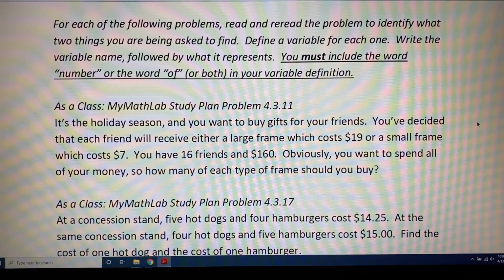Okay, so for each of the following problems, read and reread the problem to identify what 2 things you are being asked to find. Define a variable for each one. Write the variable name followed by what it represents. You must include the word number or the word of, or both, in your variable definition.